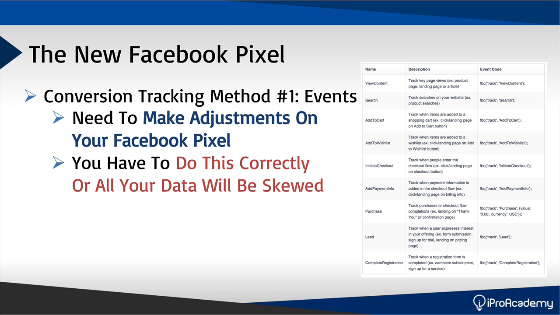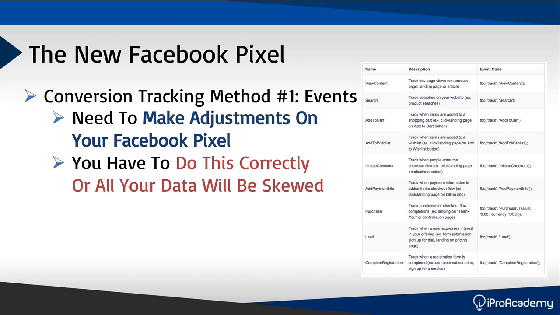So the first one is called event tracking, so standard events. You actually need to make adjustments on your Facebook pixel with events. And if you don't do this correctly, all your data will be skewed. And on the right-hand screen, you're seeing all the standard events that Facebook is showing you. But you actually need to make adjustments on your current Facebook pixel in order for these to fire.